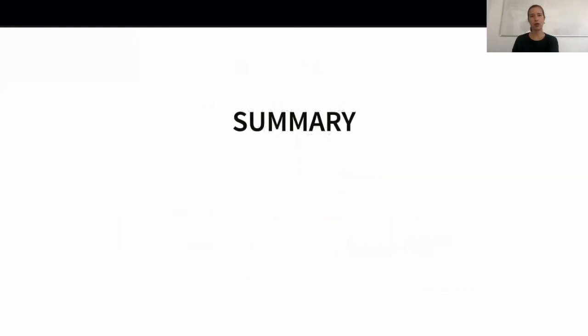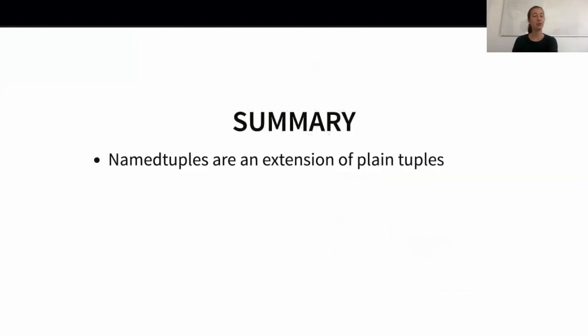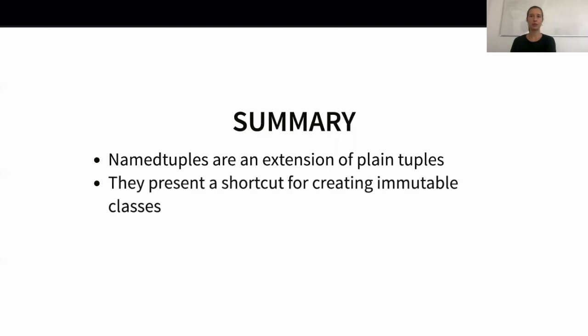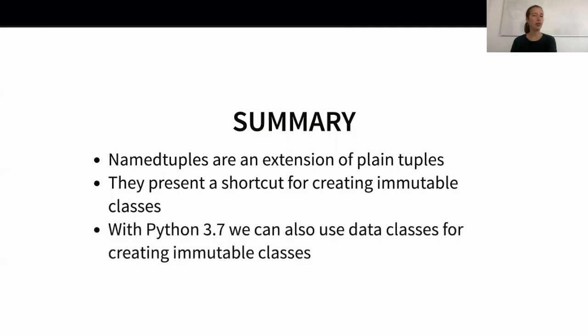Let's recap what we learned in this section. Namedtuples are an extension of plain tuples that represent a shortcut for creating immutable classes. But they are not the only way to create an immutable class. With Python 3.7, we can also use data classes for this. For those of you who don't know data classes yet, don't worry, they're up next.